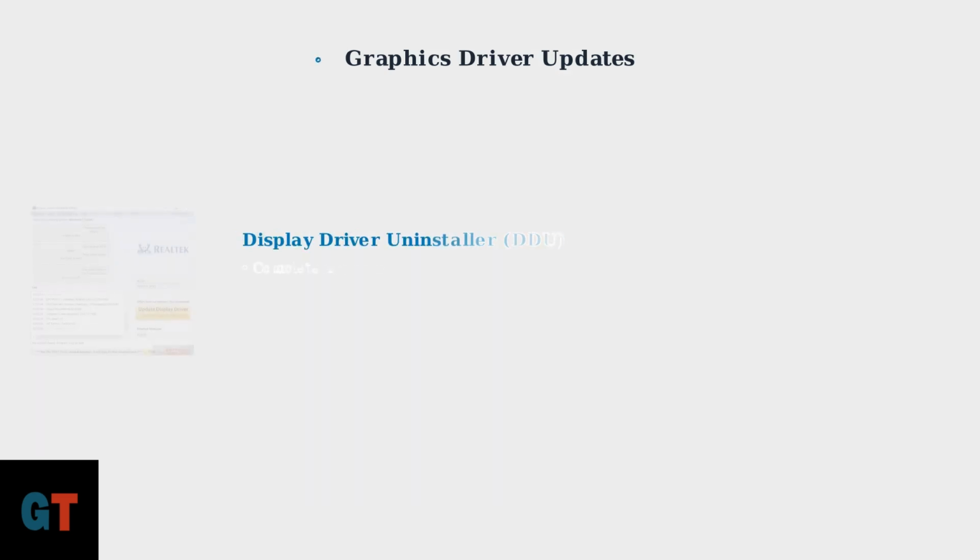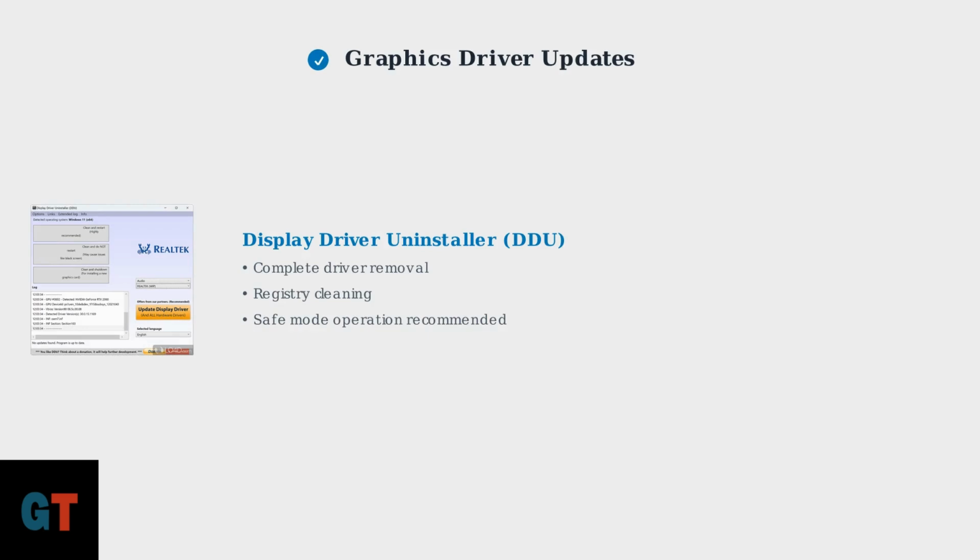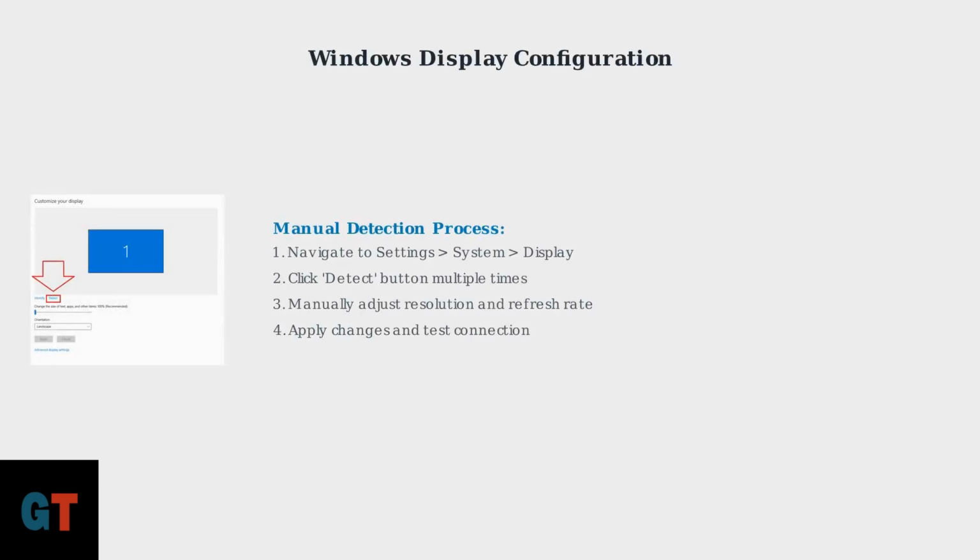For problematic installations, Display Driver Uninstaller, or DDU, provides complete driver removal. This tool eliminates registry entries and cached files that standard uninstallers often leave behind. Windows display settings provide manual detection and configuration options. Access these through Settings, System, then Display to force monitor recognition.